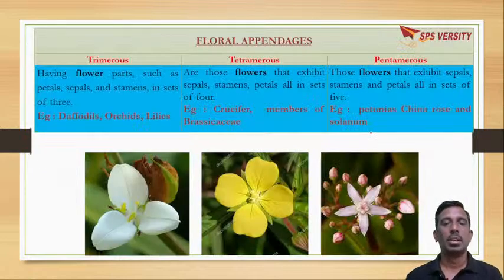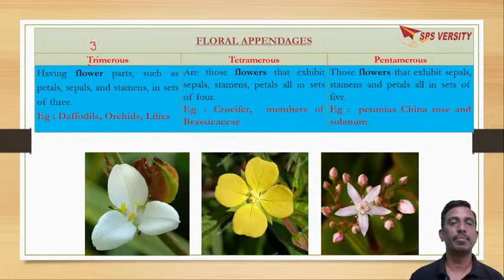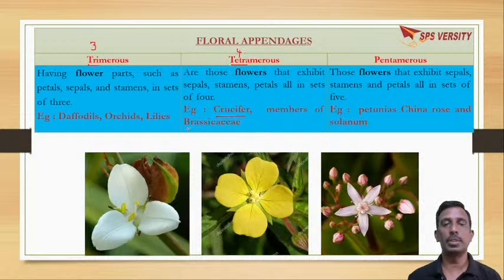Next, when you come to the floral appendages, that means the sepals, petals and so on. If these floral appendages are present in number 3 or multiples of 3, it is called trimerous. Tri means how many? 3. Tetramerous, if they are present in 4 or multiples of 4. Example, crucifers, members of Brassicaceae.